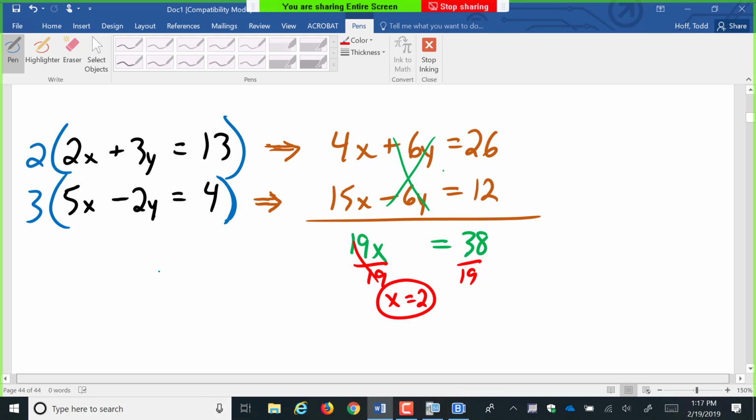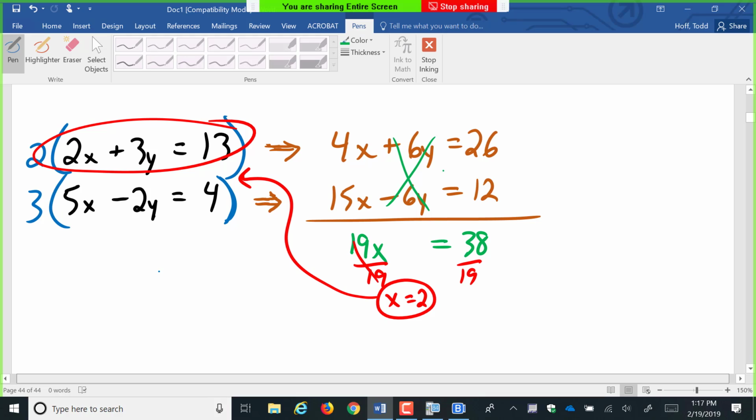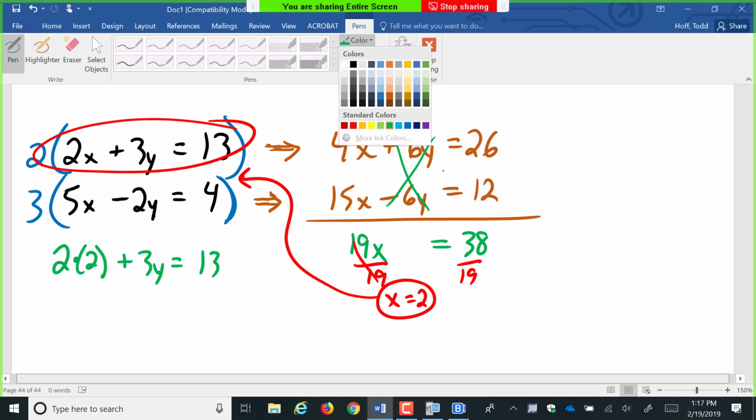What do we do with that? Plug it back into one of the originals. Let's use the top one. Perfect. So when we substitute that back in, what are we going to get here? 2 times 2 plus 3y equals 13. What's next?